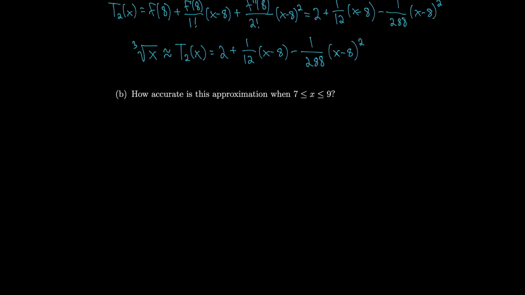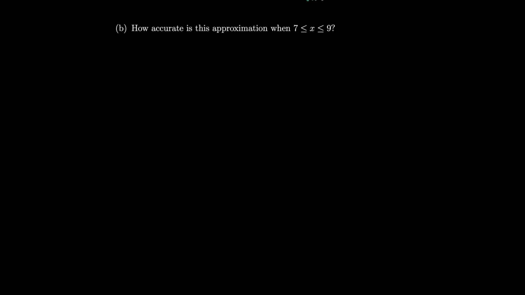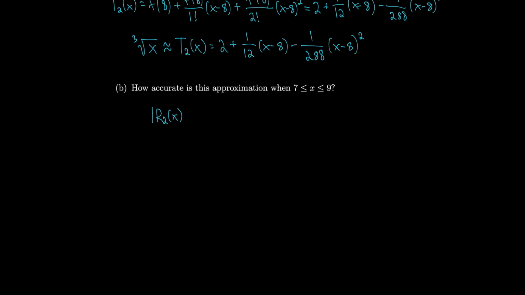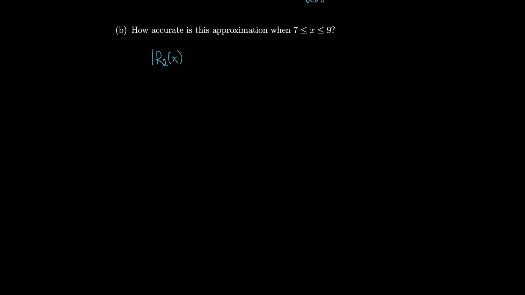Let's see how accurate this approximation is when x is between 7 and 9. So we've got our Taylor's inequality. Notice that we can't use our alternating series estimation theorem in this case because our series is positive, it's not alternating. So we'll use Taylor's inequality, and we've got that our remainder is less than or equal to M over 3 factorial times the absolute value of x minus 8 cubed.